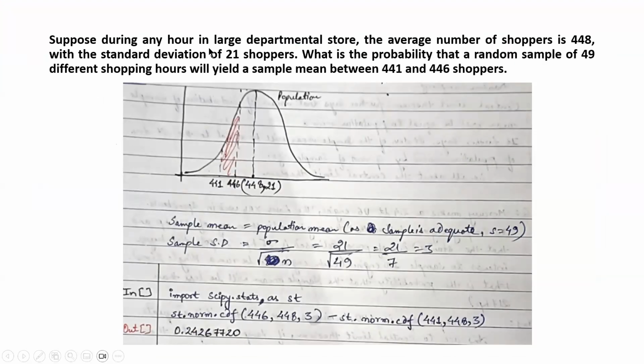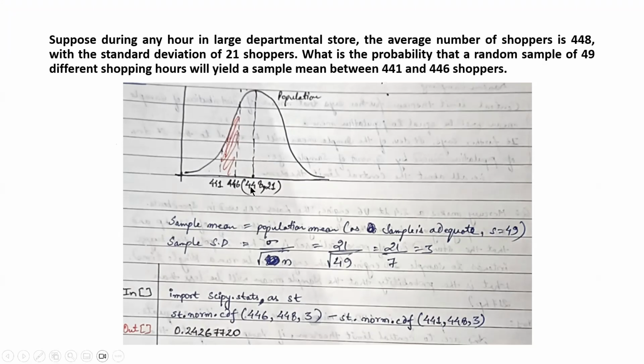Suppose during an hour in a large departmental store, the average number of shoppers, the footfall, is 448, with a standard deviation of 21 shoppers. 21 shoppers plus or minus can be possible. Now, what is the probability that a random sample of 49 different hours will give us a sample mean between 441 and 446 shoppers? Again, we have to find the probability.